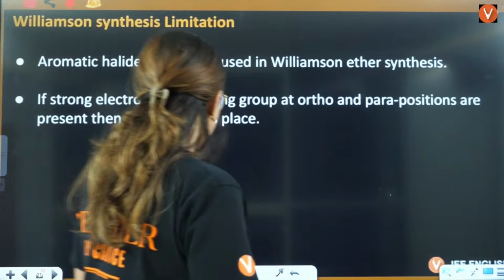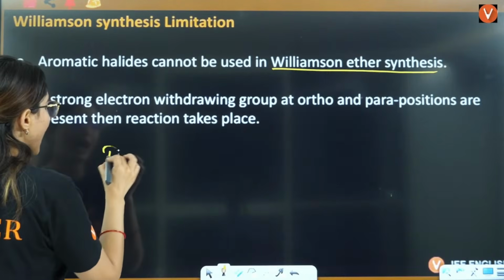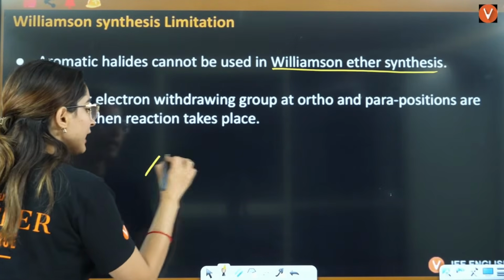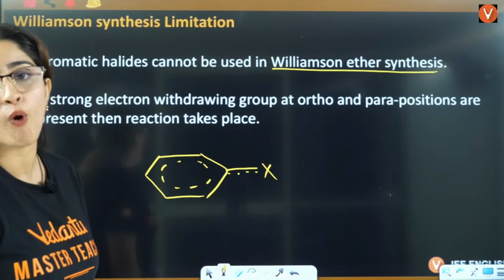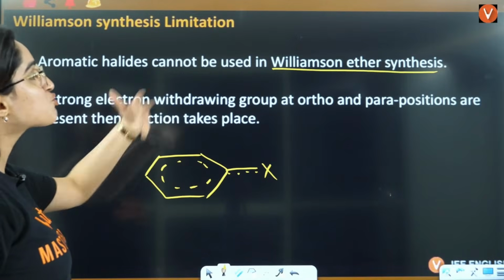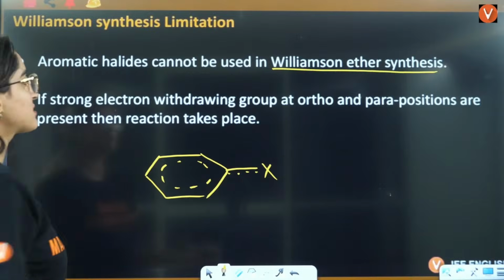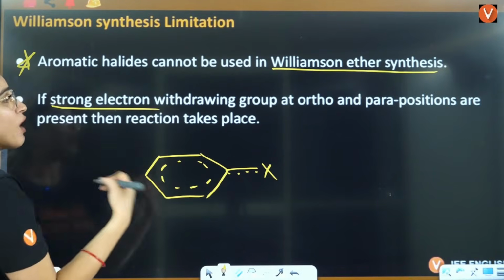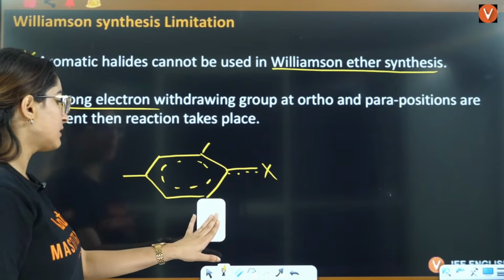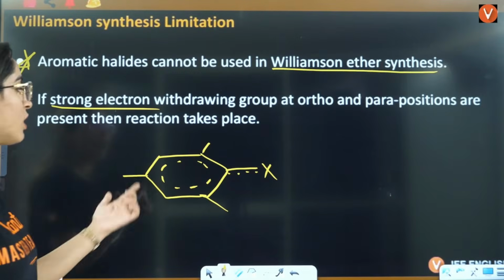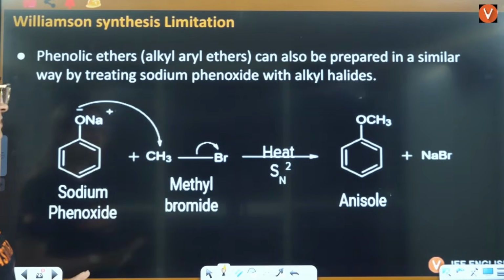Then the limitation is that aromatic halides cannot be used in Williamson synthesis, because in this reaction you have the breakage of this particular bond. In aromatic halides, this particular bond has partial double bond character, and because of this it is not able to react properly. This bond will not break, and that is the reason you cannot use aromatic halides in Williamson synthesis. This is an important limitation. If you have a strong electron withdrawing group like NO2 on the ortho and para positions, then this reaction might take place. We have studied this in Dow's process as well.